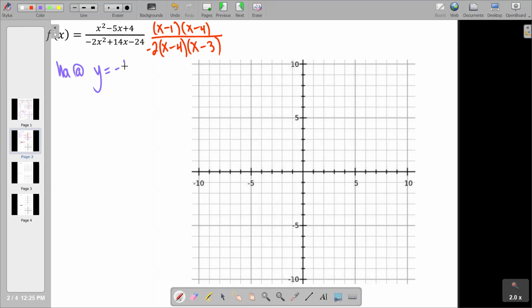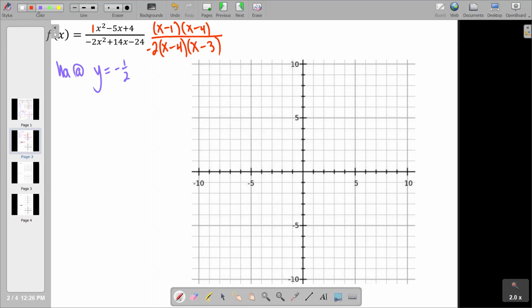It's -1/2. Good. And the reason there, Layla, is because you'll notice that the degrees are both 2, x to the 2 and x to the 2. So then that's when we defer to the numbers in front of the x squareds. There's a 1 on top and a -2 on bottom. So we make a fraction out of those, right? So horizontal asymptote is at -1/2.